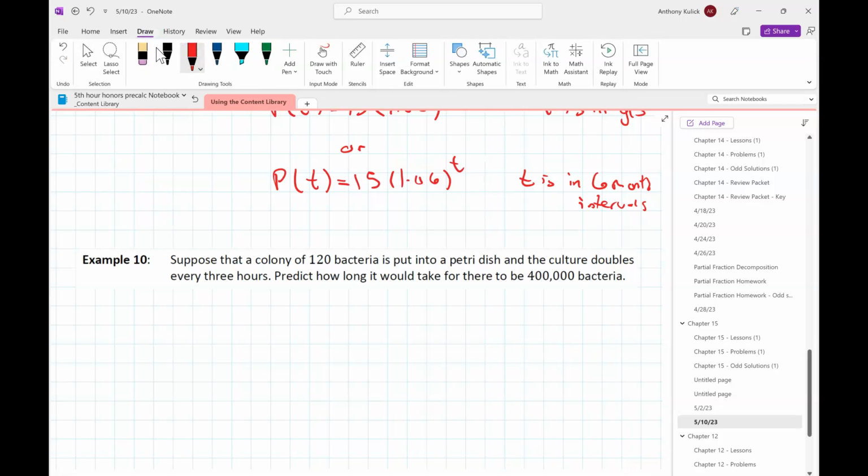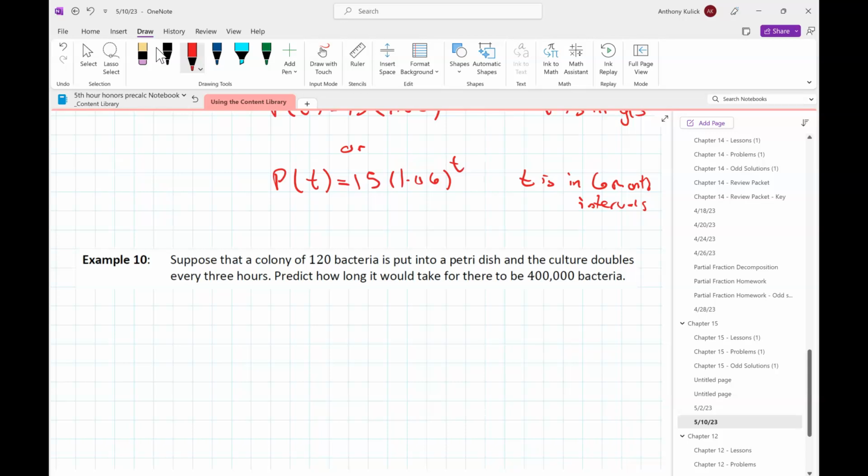So here it says, suppose that a colony of 120 bacteria is put into a petri dish and the culture doubles every 3 hours. Predict how long it would take for there to be 400,000 bacteria.